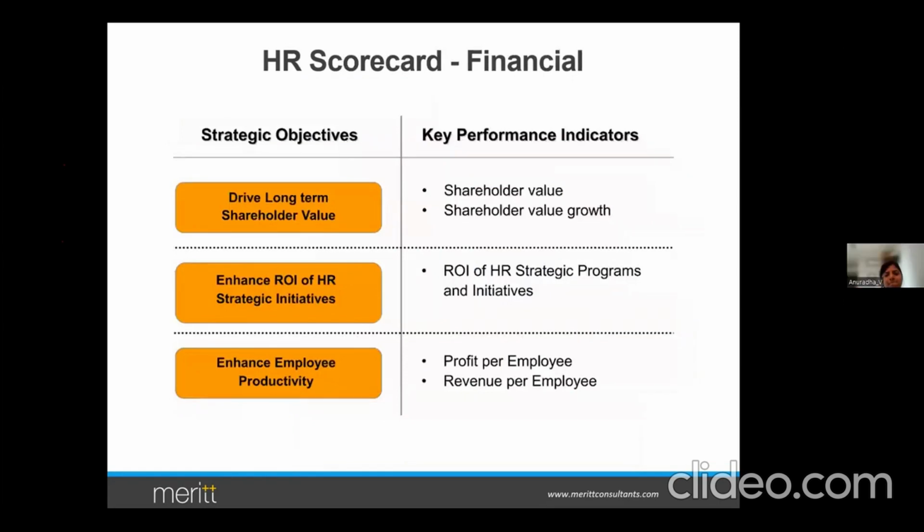Say, for example, if employee productivity is one of your strategic objectives, we are all custodians of productivity, aren't we? When we are doing performance management, that is one of our strategic objectives. So if I have to have enhancing employee productivity, what could be one of my measures, or what could be my KPI?